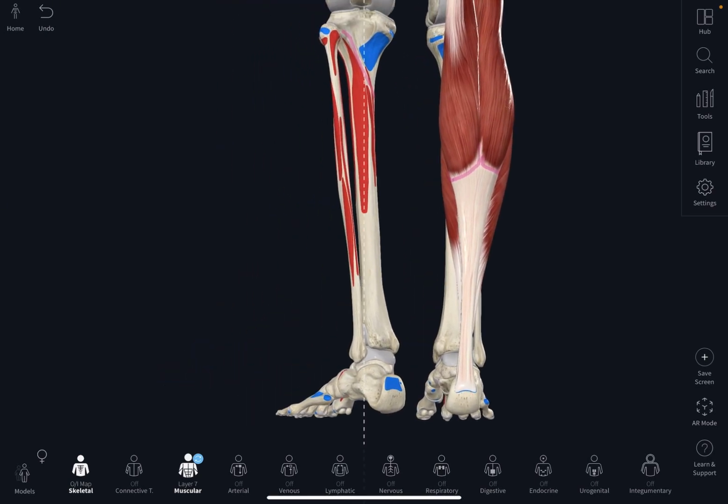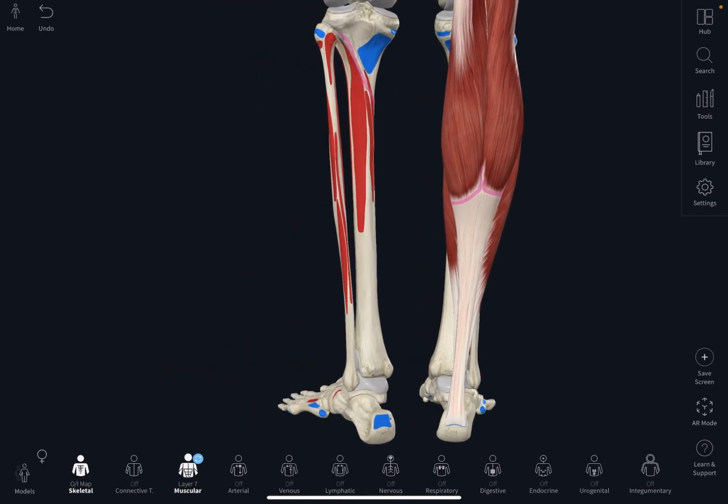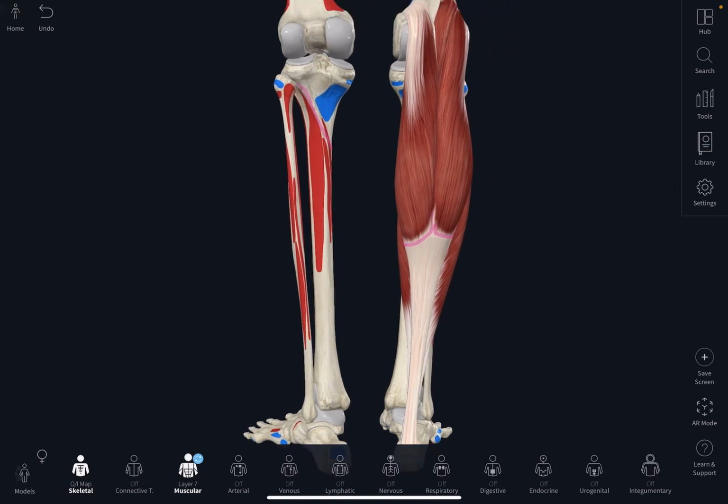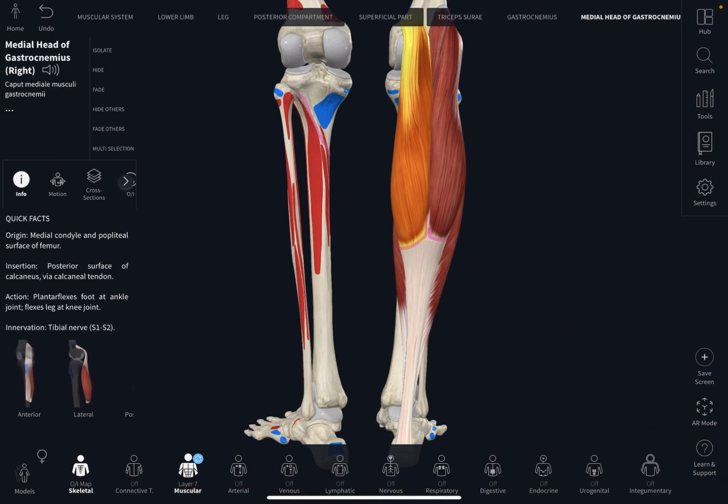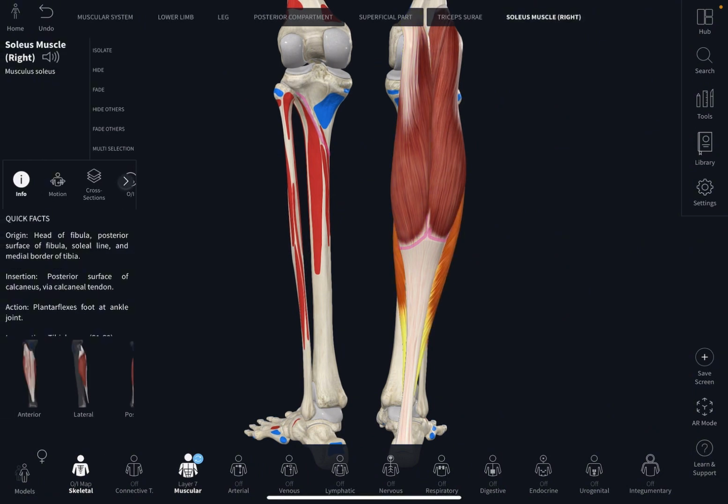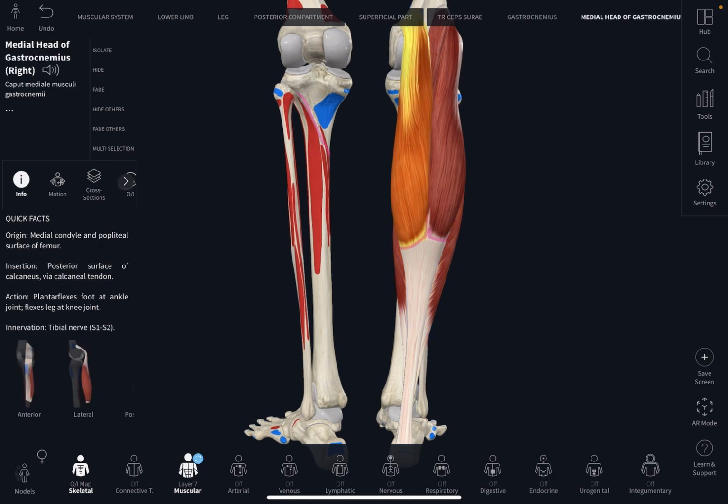The nerve that's going to innervate the posterior section of the leg is going to be the tibial nerve, and this is the same for the deep posterior compartment. And the artery is going to be the posterior tibial artery, and that's going to be a branch from the fibular artery. So now let's get started with the muscles. These three muscles are collectively known as the triceps surae, and it's going to be our gastrocnemius, soleus, and plantaris.